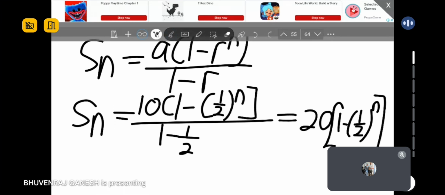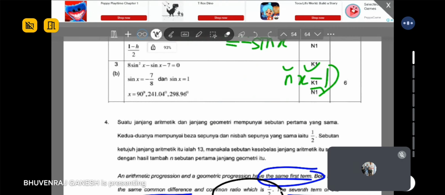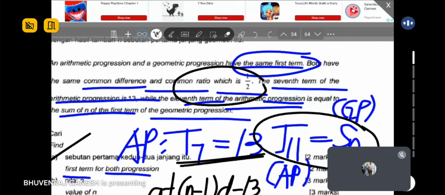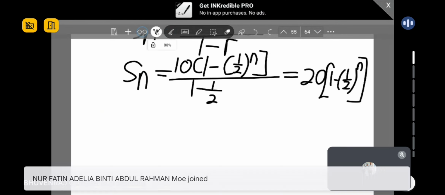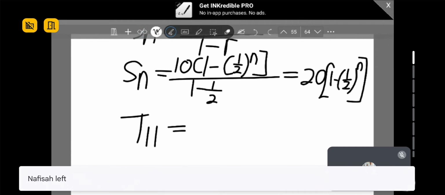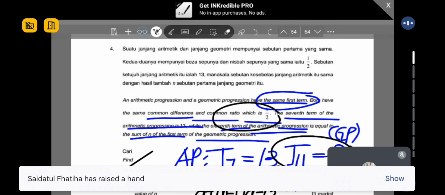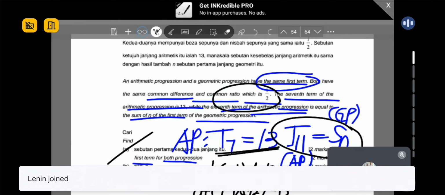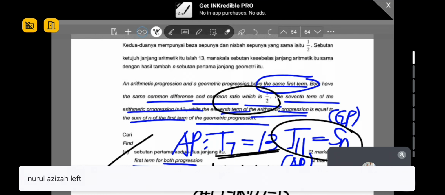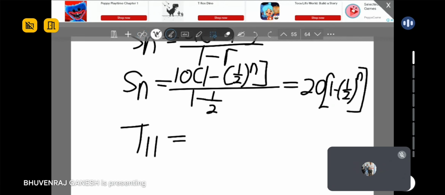So now Sn sama dengan T11, based on the equation just now. You have Sn equal to T11. So you need to find T11. So T11 arithmetic, you find T11 over here. So you can use a plus n minus 1 D. So T11 equal to, wait guys, did we get the answer di sana? Wait guys, let me see. The 11th term arithmetic equal to Sn geometric. Oh, okay. I think I get it. So this one, right? You can simplify this one first.